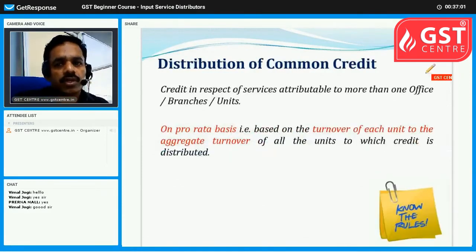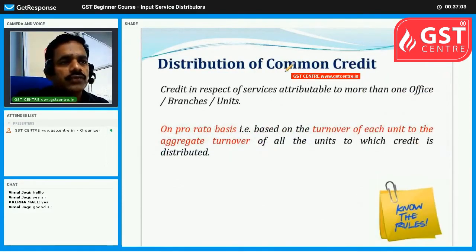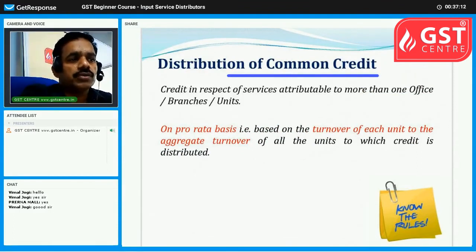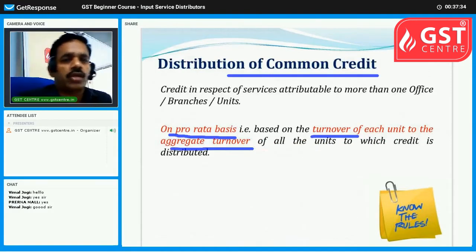Okay. Then distribution of common credit. On which basis do we have to distribute the input tax credit? If there is no other measurement available, no details are available, then it should be allocated on pro rata basis based on the aggregate turnover of the units.